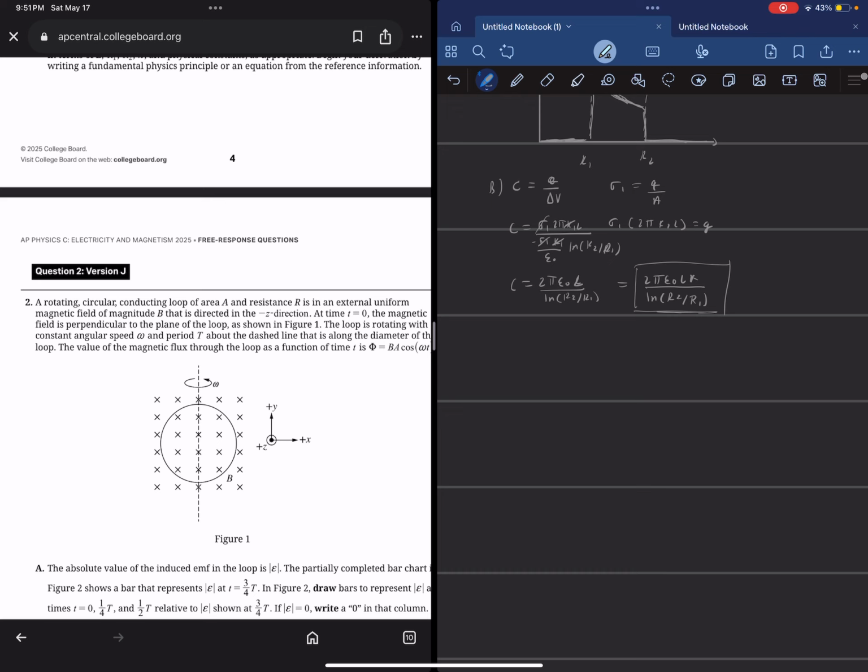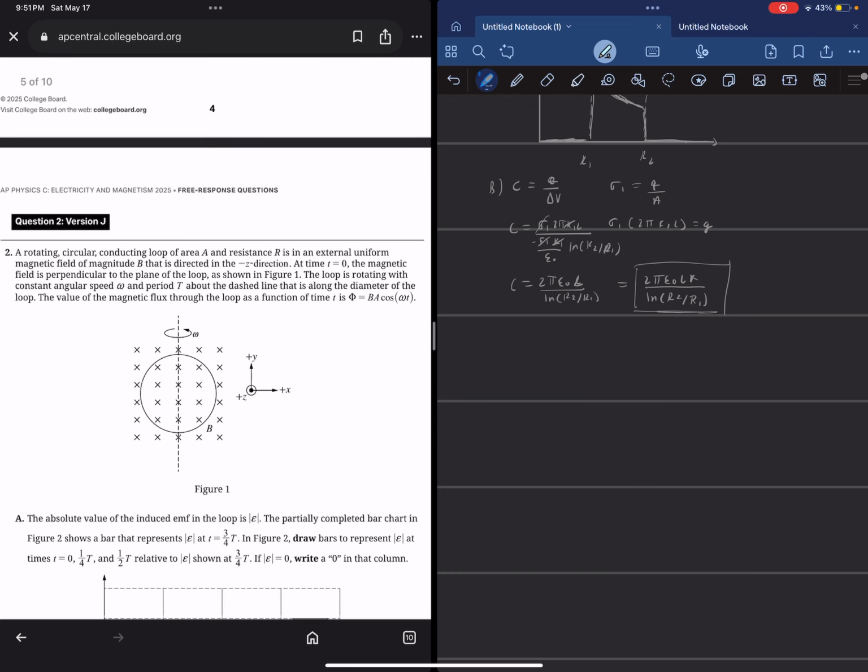So, question 2. Rotating circular loop of area A and resistance R in an external uniform magnetic field B in the Z direction. At t = 0, the magnetic field is perpendicular to the plane of the loop as shown. The loop is rotating at constant angular speed omega, period T.